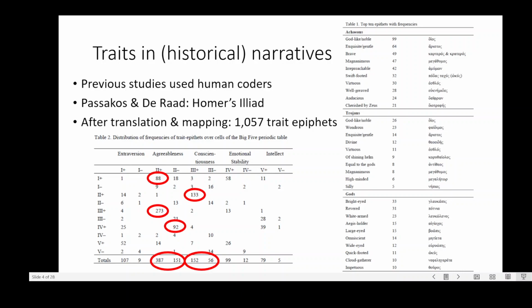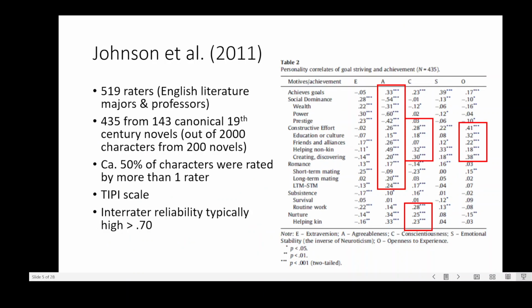So, for example, Pasakos and Dirac analysis showing that agreeableness and conscientiousness were relatively frequent in the descriptions of characters in the Iliad. A different approach is, for example, used by Johnson and colleagues, where they ask readers, so modern day readers, to rate the characters in different novels. So again, we use modern day classifications, dictionaries, trait definitions to understand and describe characters in novels over historical time periods.